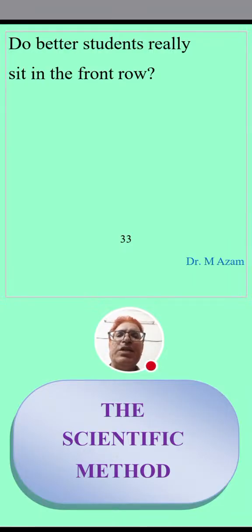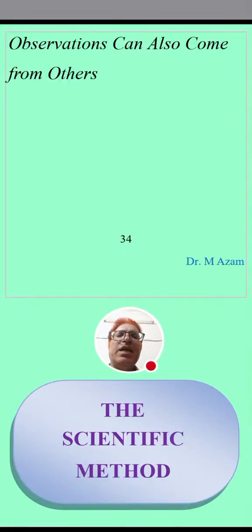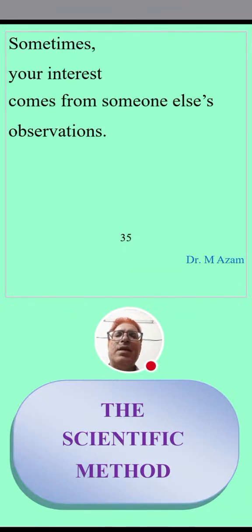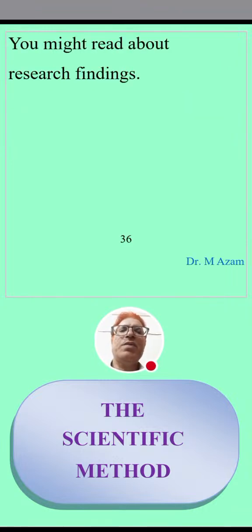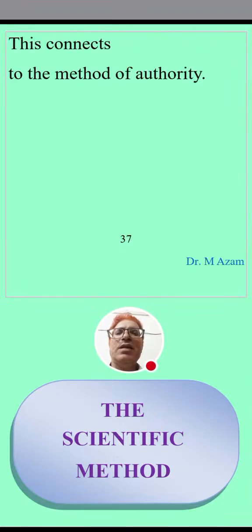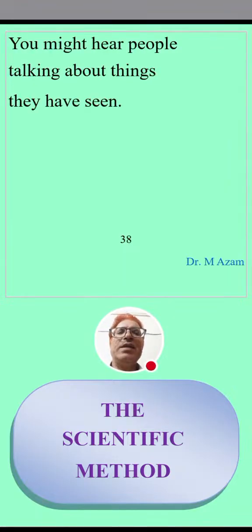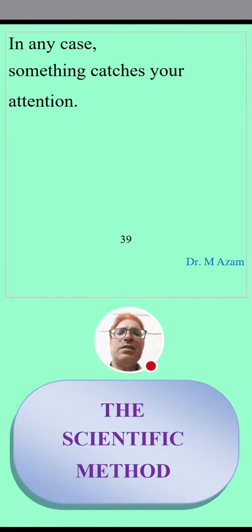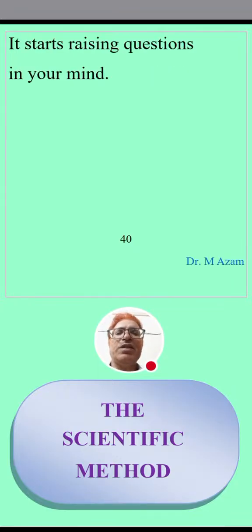Do better students really sit in the front row? You may ask a question. Observations can also come from others. Sometimes your interest comes from someone else's observations. You might read about research findings. Research findings of others are others' observations. This connects to the method of authority. You might hear people talking about things they have seen. In any case, something catches your attention. It starts raising questions in your mind.